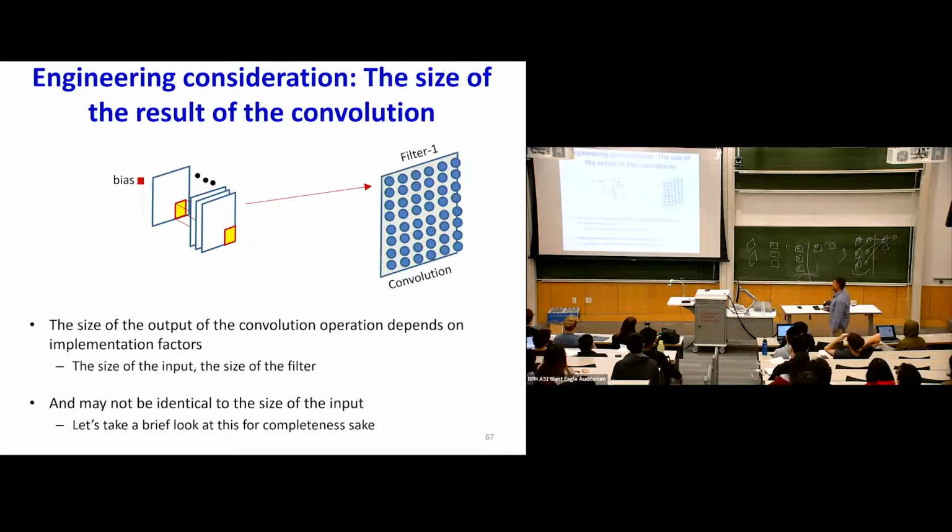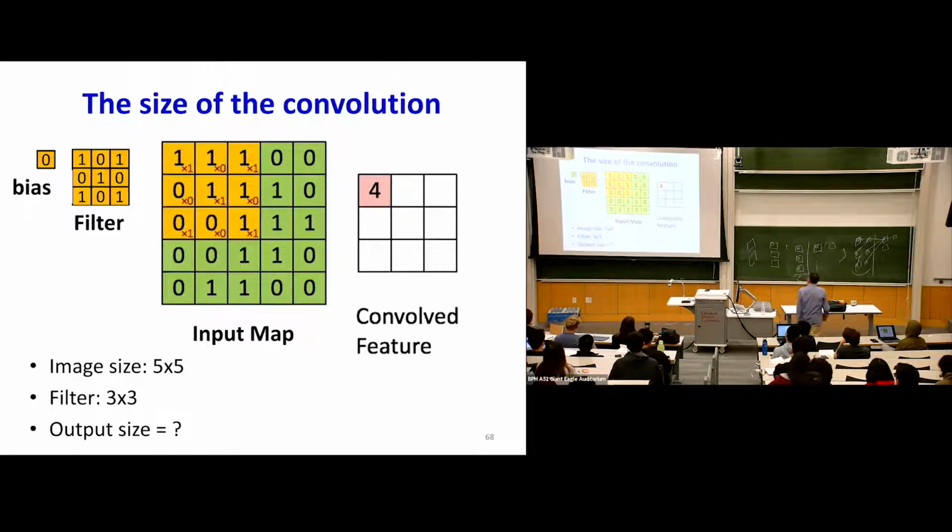All right. So now, the size of the output depends on various factors, including the size of the input and the size of the filter, and may not be identical to the size of the input itself. So let's take a brief look at one of the issues over here. Let's say my filter is 3 cross 3 and the input is 5 cross 5, and I scan the filter left to right, but I'm not allowed to go past the edge. Then what is the output size going to be? 3 cross 3, right? I have this one position, then I can step one forward, and then I can step one forward, and then I'm off the edge.